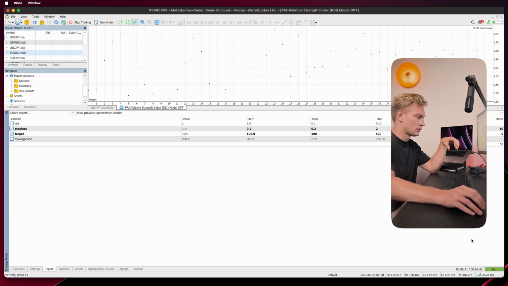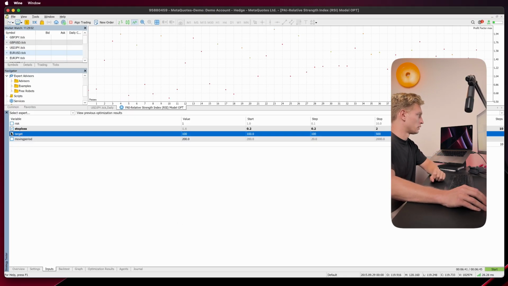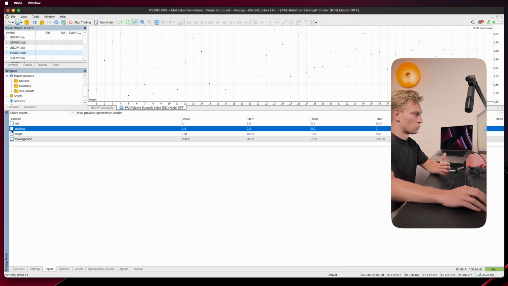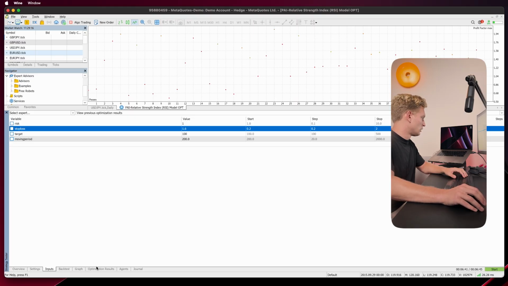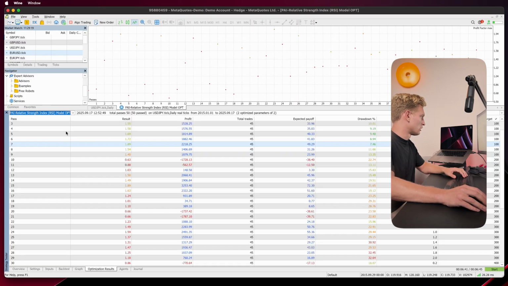If I click on start, my PC will test all these things. You can also add a moving average period, so you can do everything at once, but that's not what I recommend. I always first do stop loss and target, and then maybe later I do extra filters like moving average period or other filters you have in your algorithm. Then you go to optimization results, and there you have the answer.